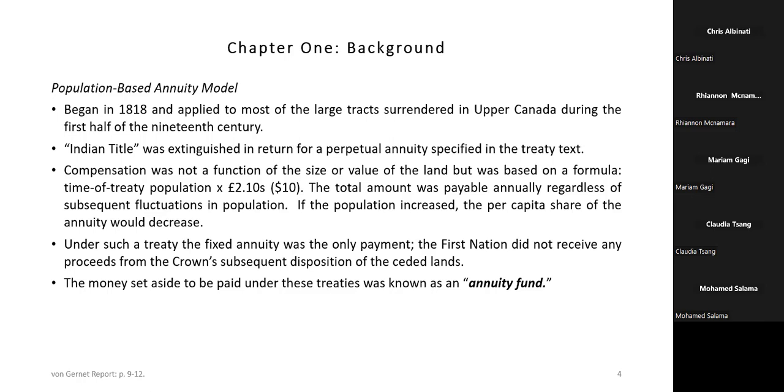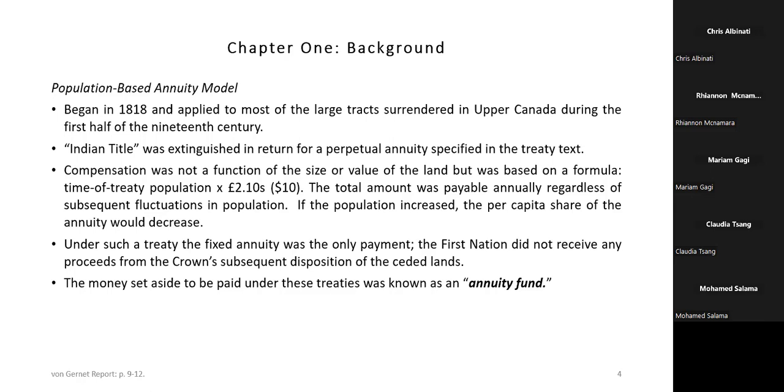Well, I wanted to ask you that, if now is the time, Mr. Marcelo, throughout your report, you repeat this line: the population increased, the per capita share of the annuity would decrease. Yes. That is based on an assumption that the annuity was always paid per capita. No, you would get a lump sum in your annuity fund, right? And if, let's say, the population increased, the per capita share would decrease.